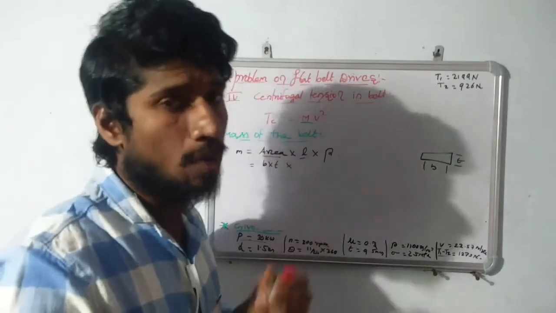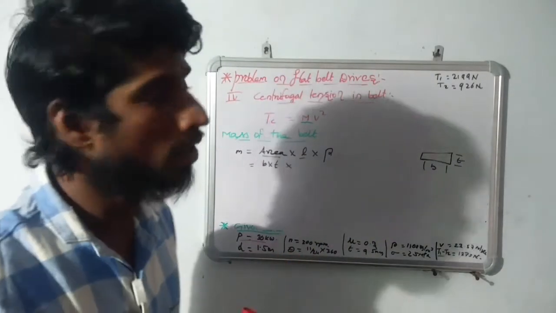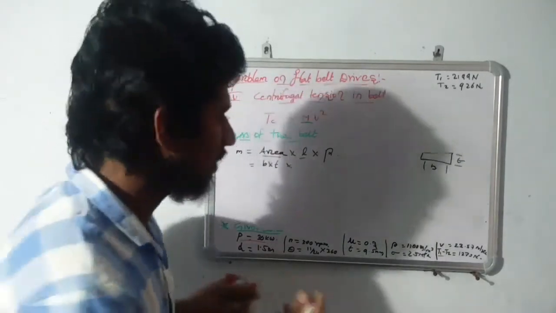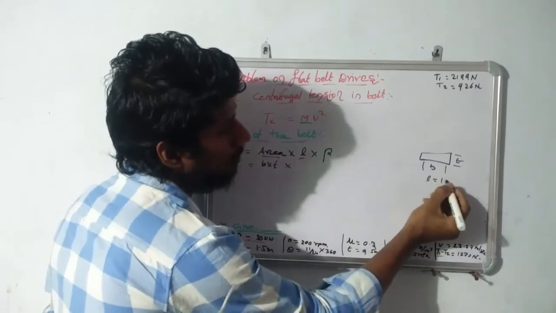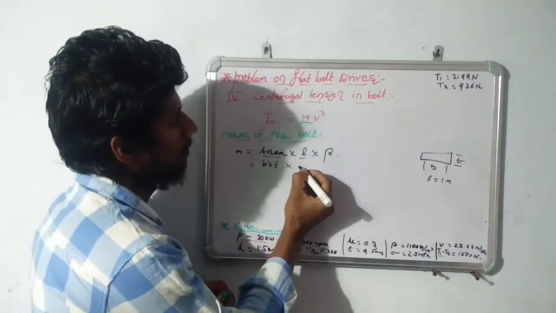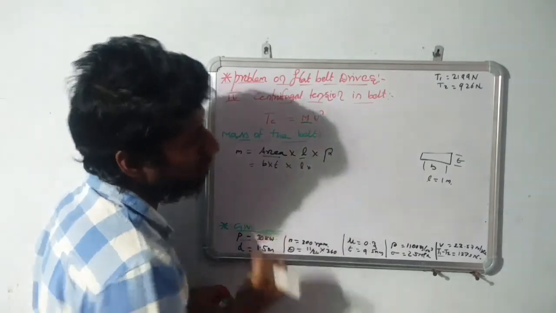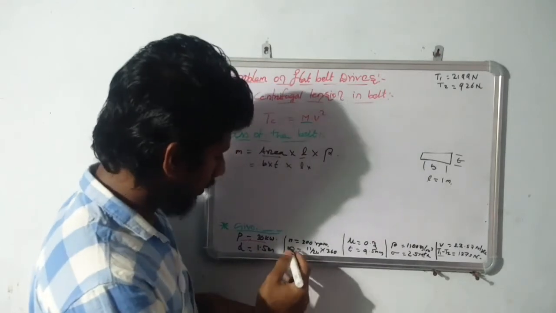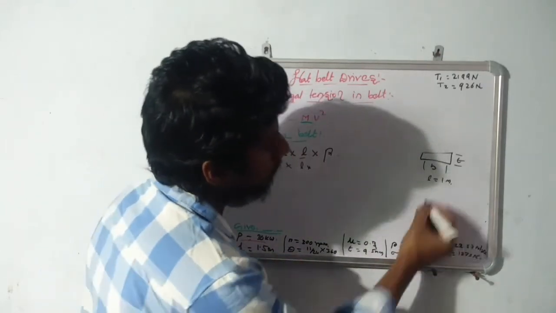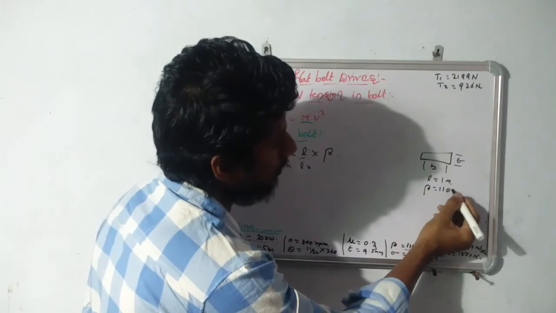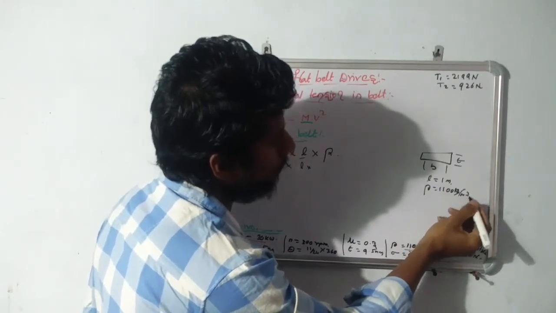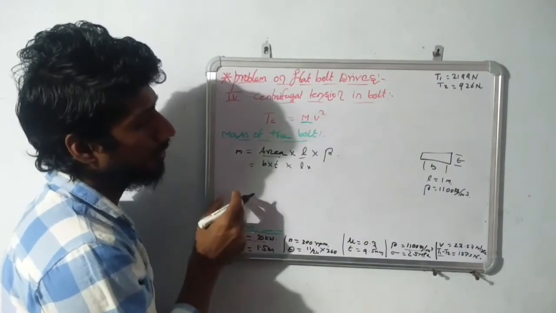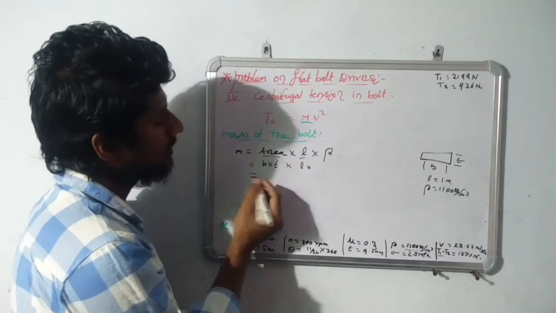In the problem there is no value given for the length of the belt. In the case of flat belts we use a small distance at maximum, so consider L equal to 1 meter. After that, we know the value of the density of the material; it is in the given data. So rho equals 1100 kg per meter cube. Substitute those values in the above equation, and we get the mass of the belt.